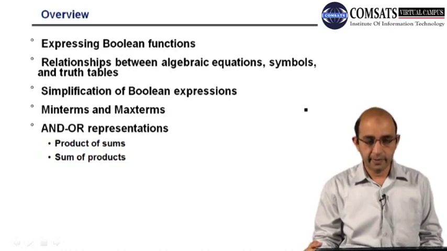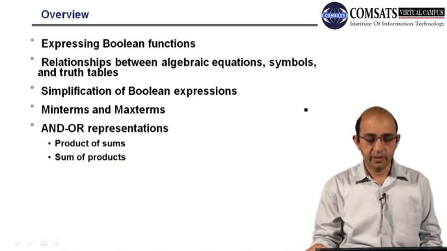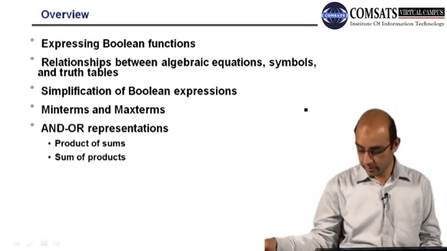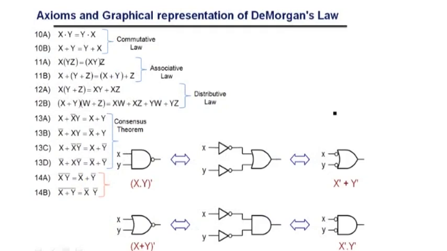These are the topics which we will be covering today. How we express Boolean functions, then the relationship between algebraic equations, symbols and truth tables, then how we can simplify those Boolean expressions by using Boolean laws and axioms, then what are the min terms and max terms and how we utilize them, then AND-OR representation, and product of sums and sum of products. These are the bullets which we will be covering in today's lecture one by one.